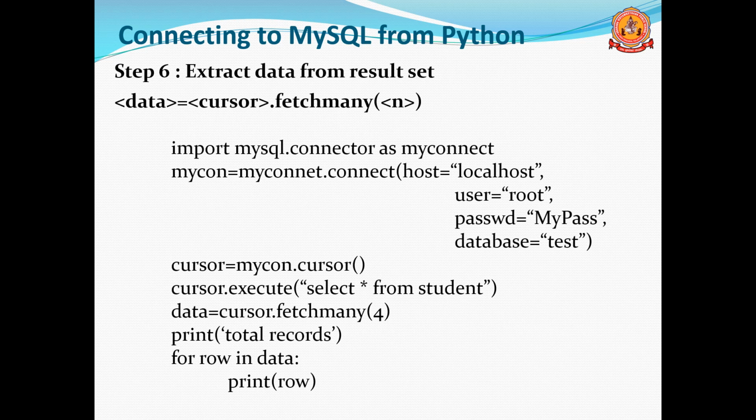After that, next you can see here, data is equal to cursor.fetchmany. In the brackets, 4 is given, so 4 records will be fetched. Then print total records, whatever it is. For row in data, print row.